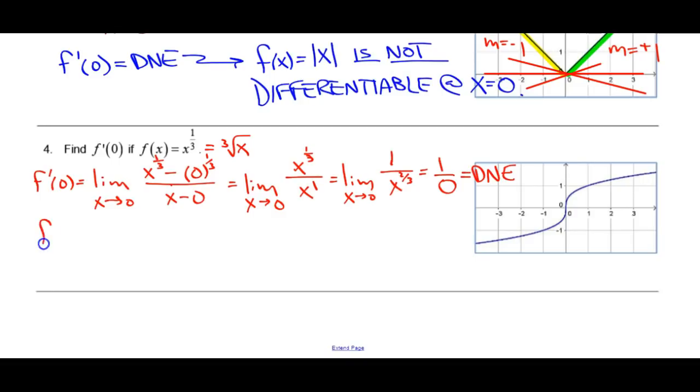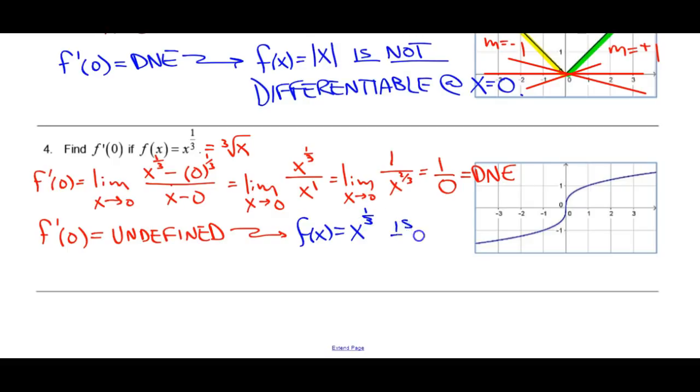So, f prime of 0 does not exist. Hold on, I should say that differently. I don't like the way I worded that. F prime of 0 is undefined, which means the following. F of x equals x to the 1/3 power is not differentiable at x equals 0.